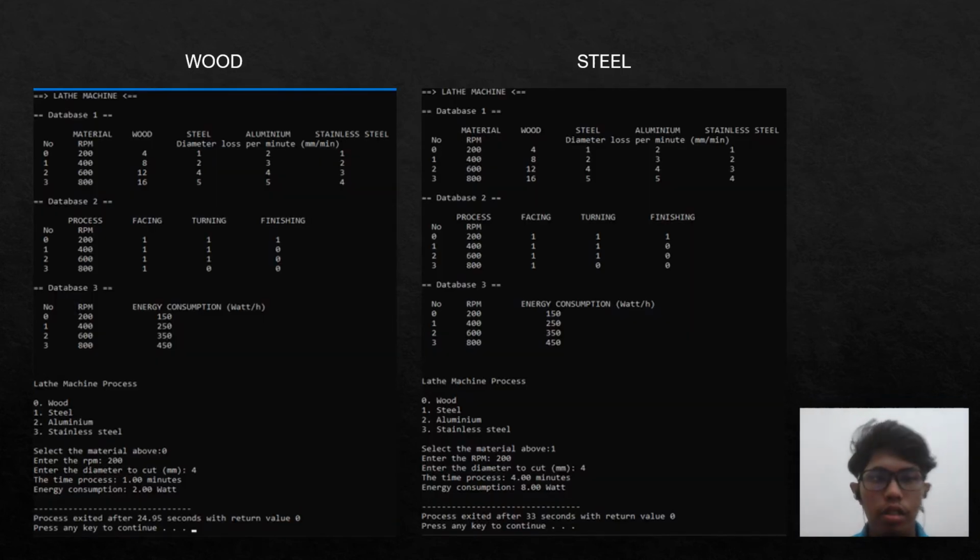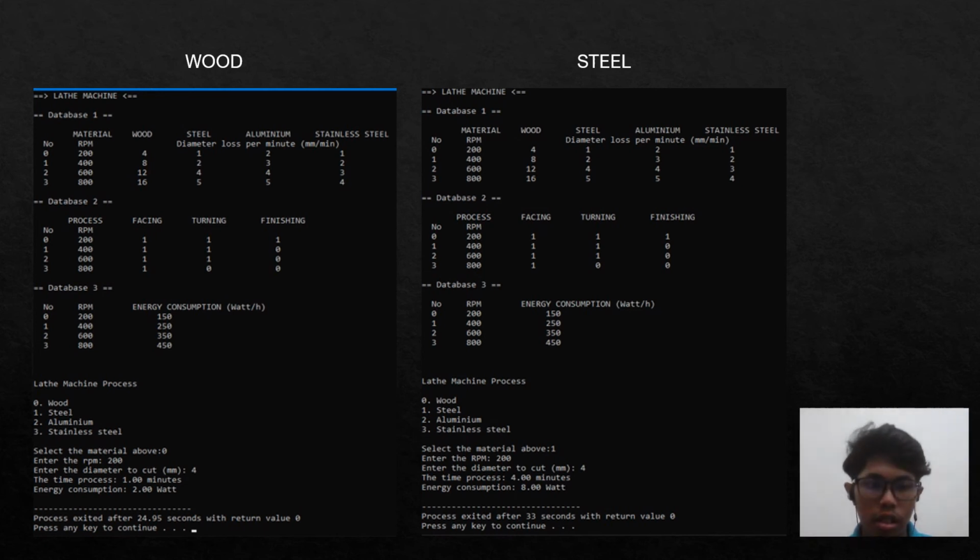Okay, so this is the result from the coding. The process is the same, but there's a difference in the material, which is for this one wood and for the other one steel. The RPM for the machine is 200, same with the steel. The diameter for cutting the wood and steel is also the same, which is 4 millimeter.